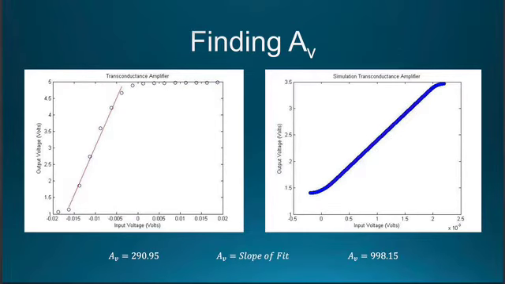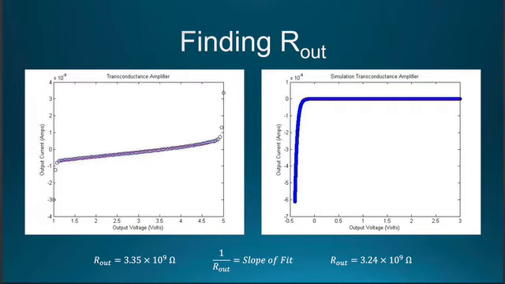Here are the two graphs of measured data and simulation data that we're using to find the gain of the circuit. As you can see, we use the slope of the line from the input voltage compared to the output voltage to find the gain. Our measured data happens to be 1/3 of the gain of our simulation data.